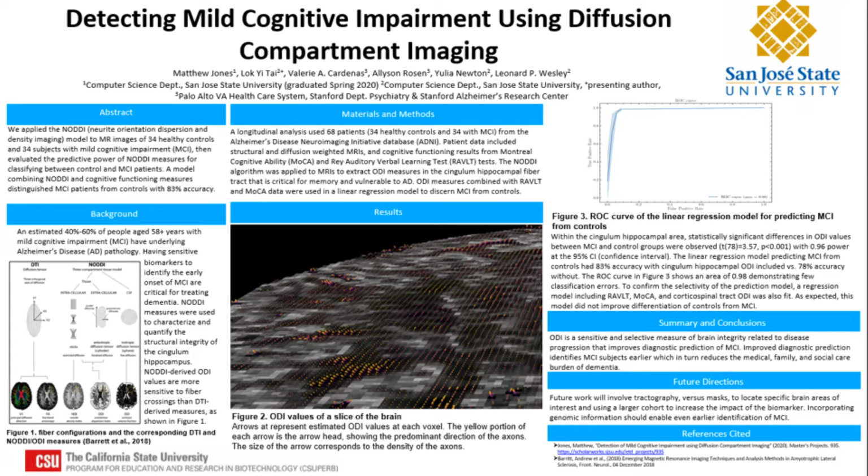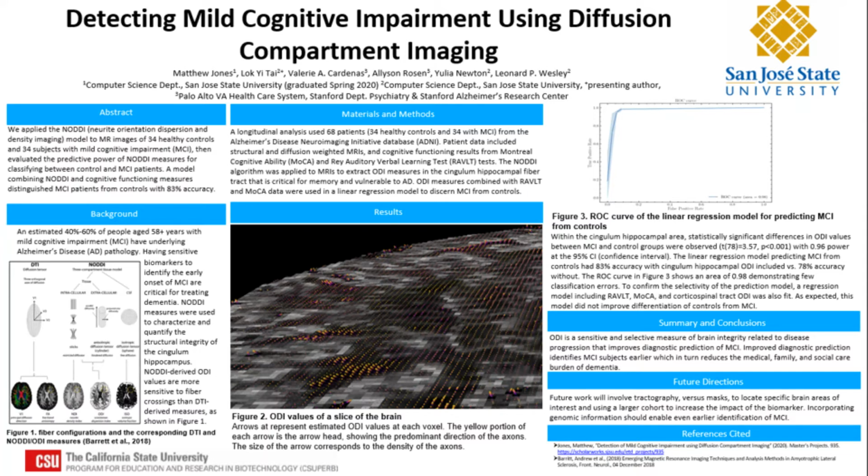Neurite orientation and dispersion density imaging, or NODI, is an algorithm that analyzes diffusion-weighted MRI images to give a measurement of one's brain's integrity with respect to the fiber tracts that connect brain areas. So specifically, groups of axons that connect brain areas are surrounded by cells called glia that insulate those axons and allow more rapid transmission of information throughout the brain.